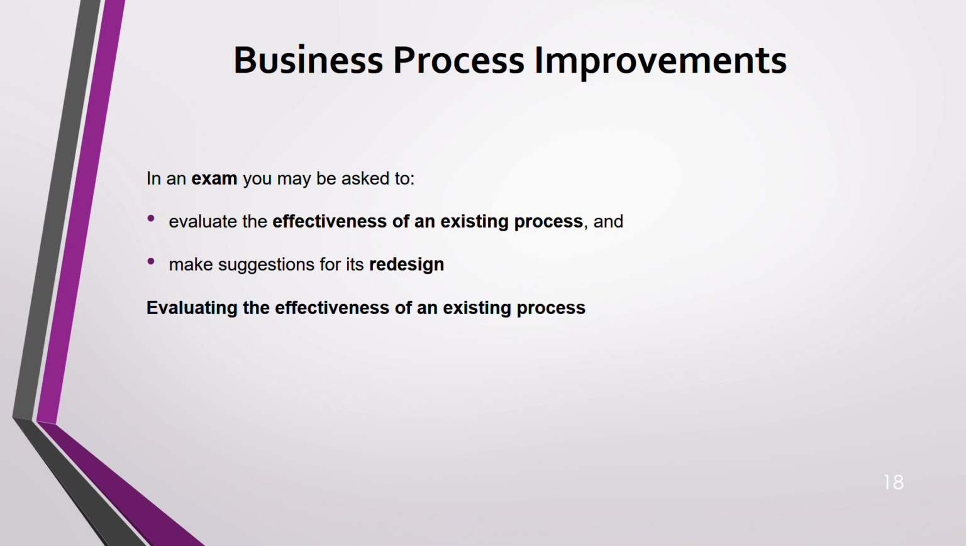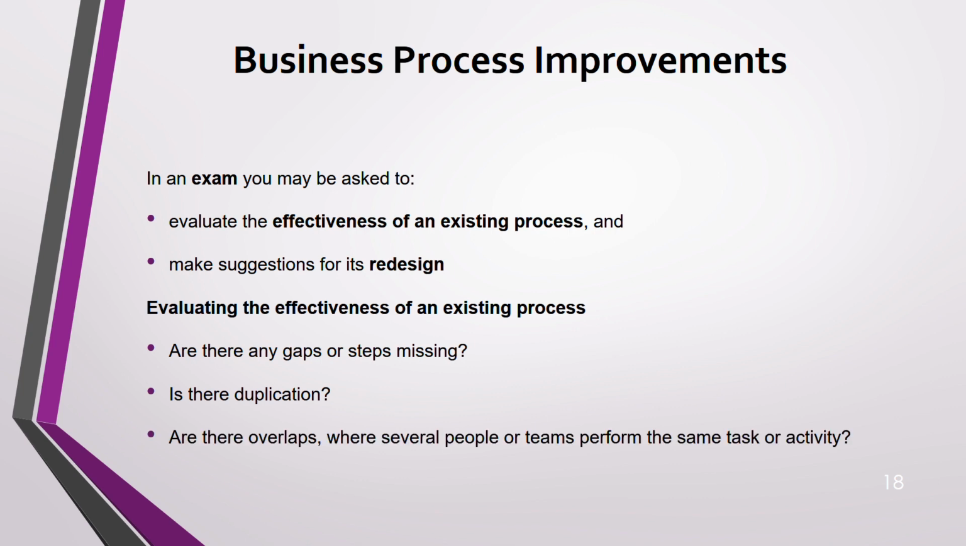So how do you evaluate the effectiveness of existing process? By answering these questions. Are there any gaps or steps missing? Is there any duplication? Are there any overlaps? That means several people are performing the same task. Are there activities that adds no value? So if the answer is yes for all this, it is not effective. Existing process needs to be changed. But if you see there is no duplication, there are no steps missing, there are no activities that add no value, then there are no overlaps, everyone is doing different job, then no need to change the process. Existing process is perfectly working well.